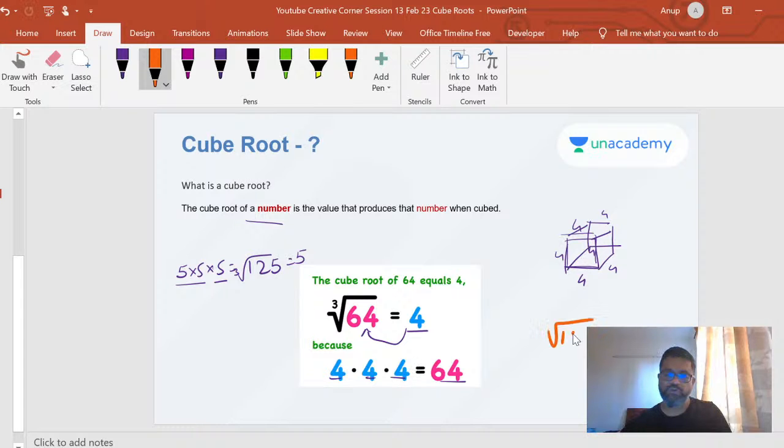So, for example, the square root of 16 is 4. Why? Because 4 into 4 is equal to 16. Similarly, the cube root of 64 is 4, because 4 into 4 into 4 will give you 64. This is how you notate or represent a cube root: this little line with a small 3 there. So that's how you say it.